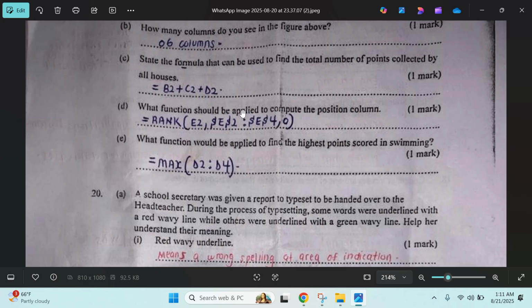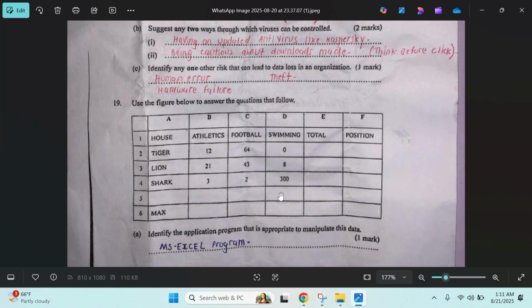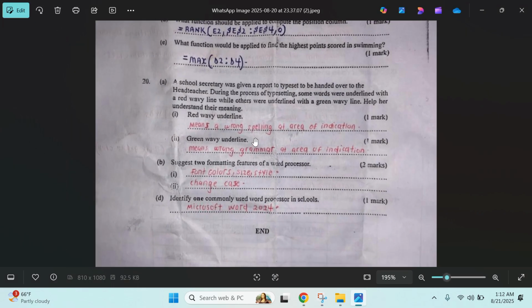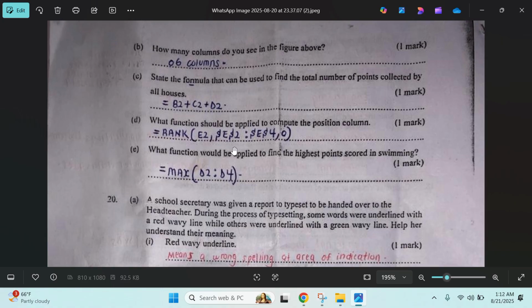Lastly, at number 19, what function would be applied to find the highest point scored in swimming? The highest point scored in swimming could be computed here because swimming is in this column: equals max, open bracket, D2. Swimming starts at D2 and it stops at D4. That's why I wrote equals MAX(D2:D4).